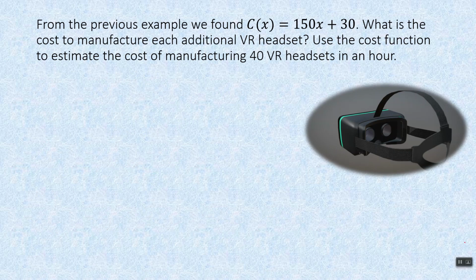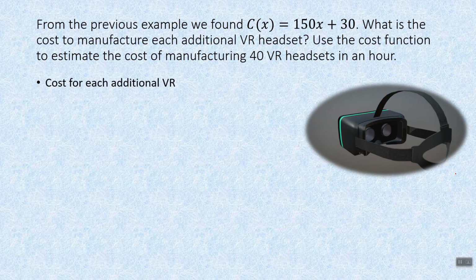All right, now from the previous example, we found a cost for virtual reality headsets, and we said Meta there. I know this is Xbox, don't worry. I just wanted more than one type. We found the cost at 150x plus 30. What's the cost to manufacture each additional VR headset? Use the cost function to estimate the cost of manufacturing 40 VR headsets in an hour.